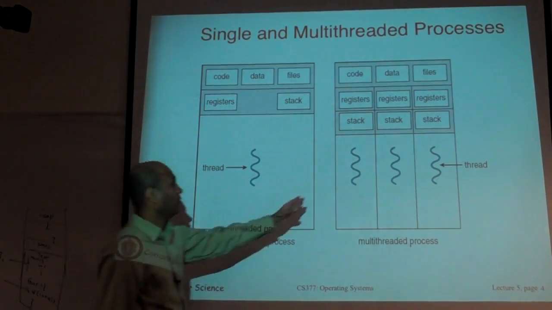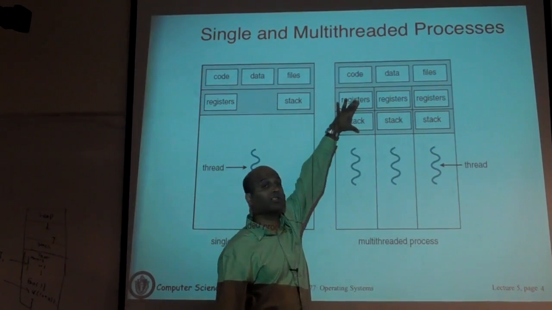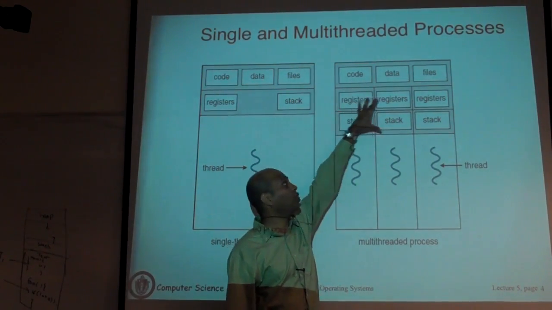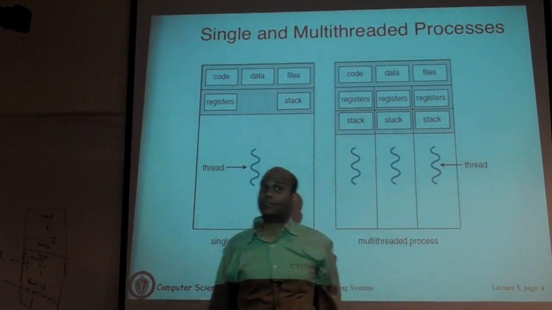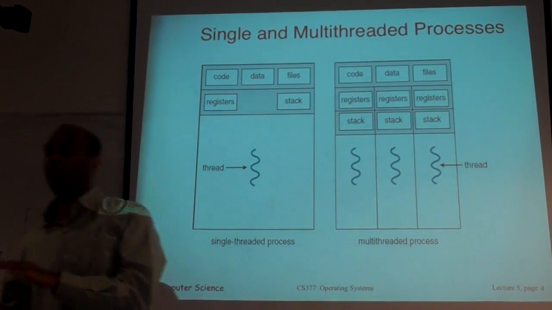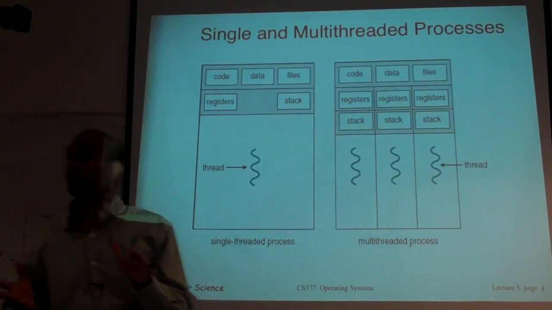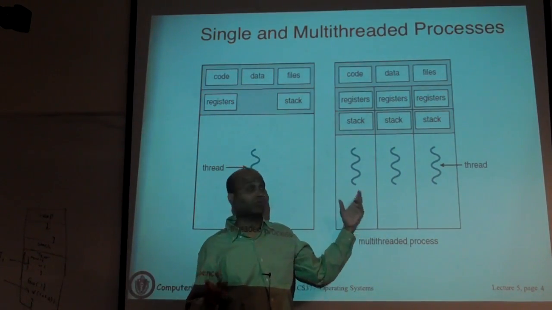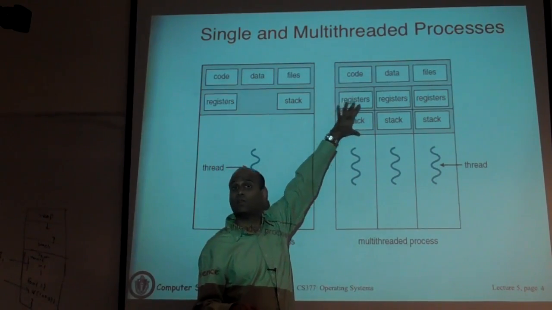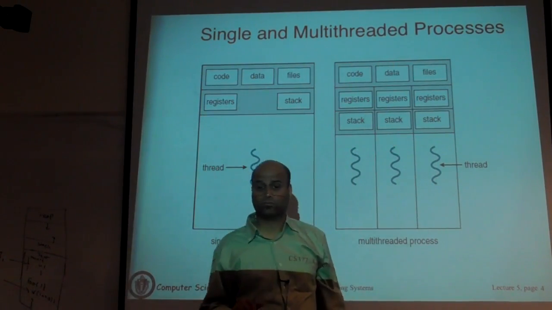If you switch from this thread to this thread, you have to save this state in the process control block and load that state. Just as when you switch from one process to another, you save the state of that process in the PCB and load the state of the new process. Same thing is true here. When you switch between threads of the same process, you will save this state and load that state.